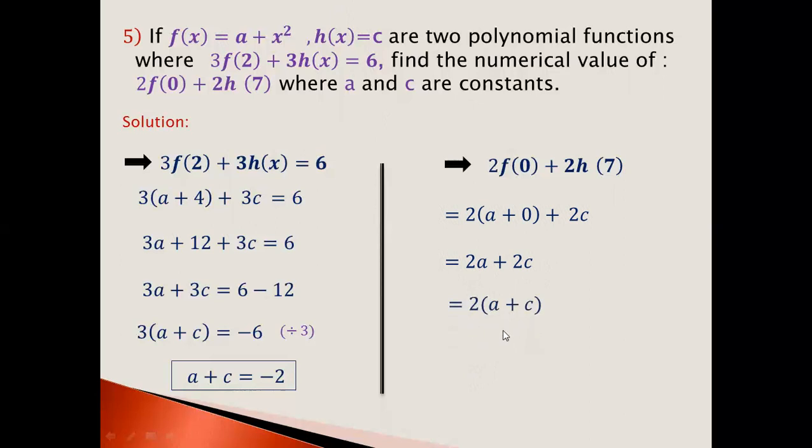We can replace this expression, a plus c, by the number negative 2, because a plus c is equivalent to negative 2. If we replace a plus c by negative 2, it's going to be 2 times negative 2 equals negative 4. So negative 4 represents the value of the expression 2f of 0 plus 2h of 7.